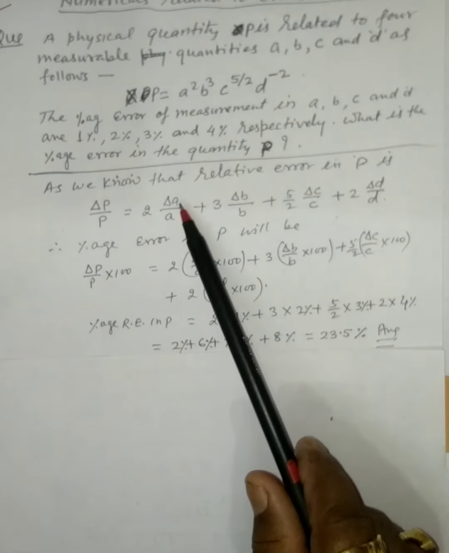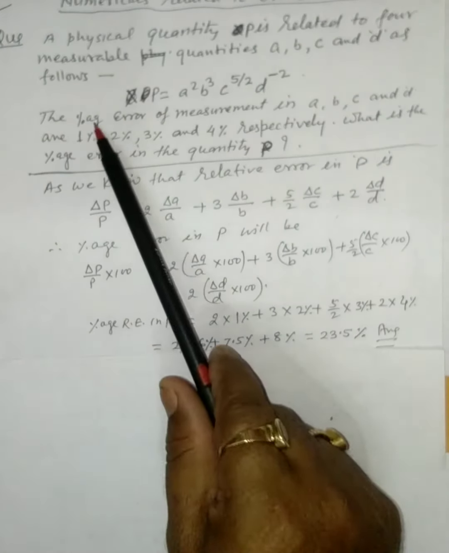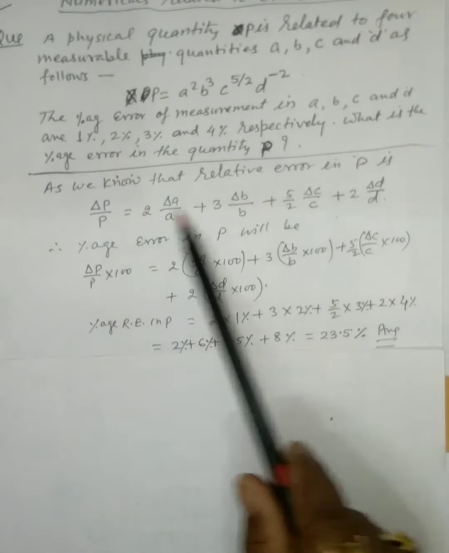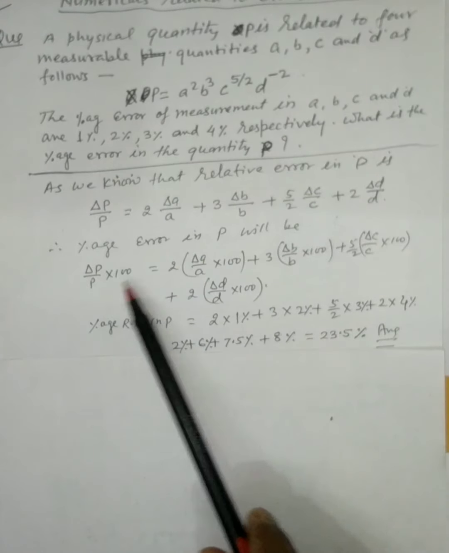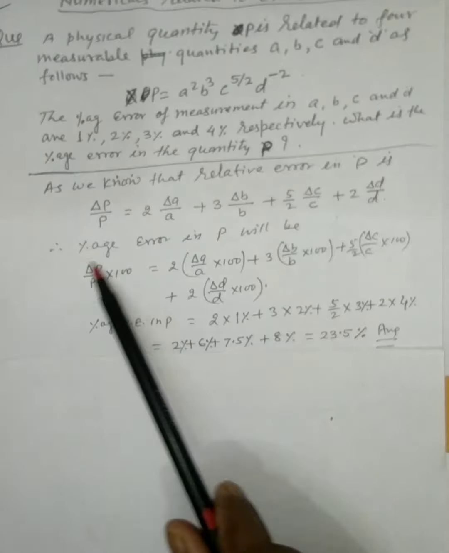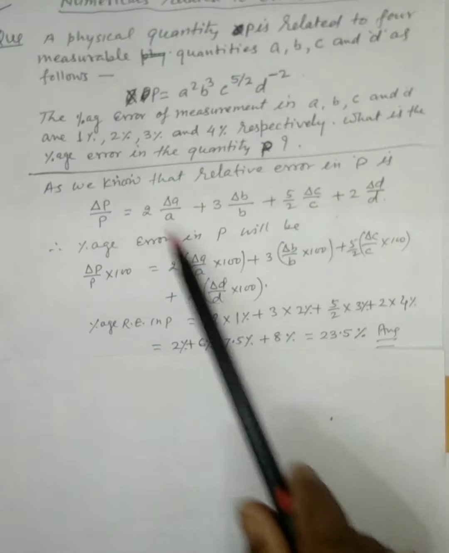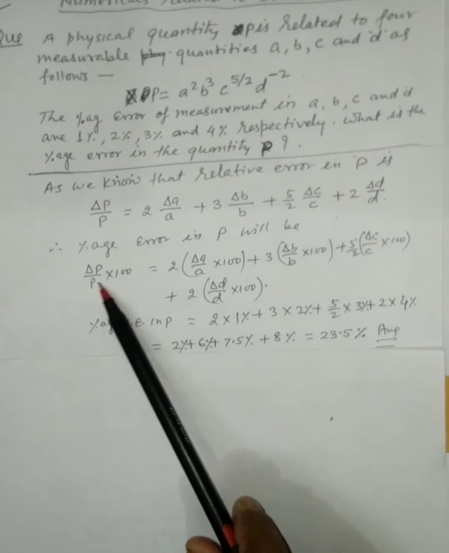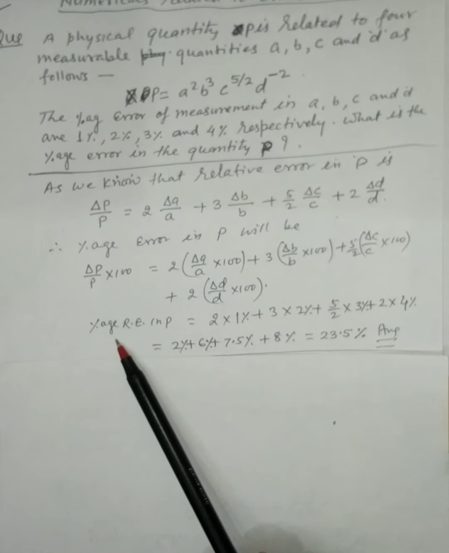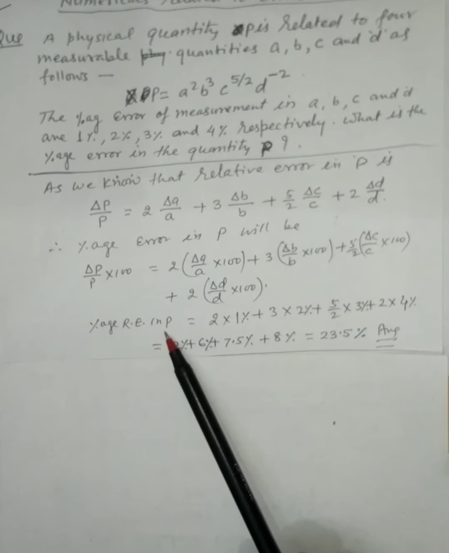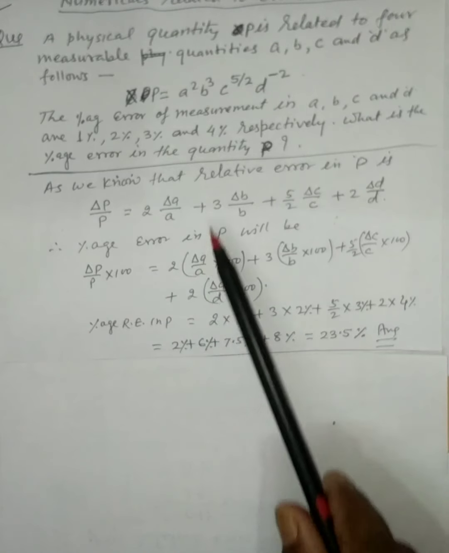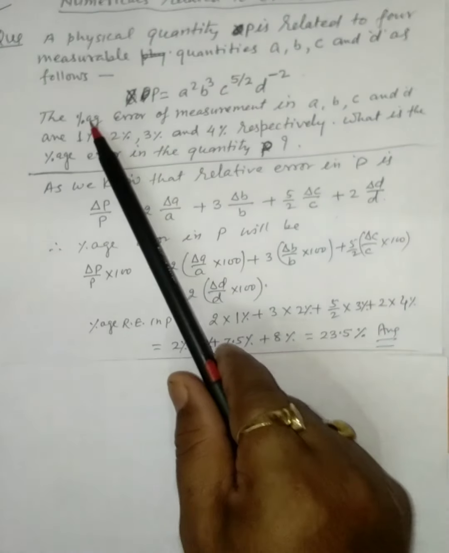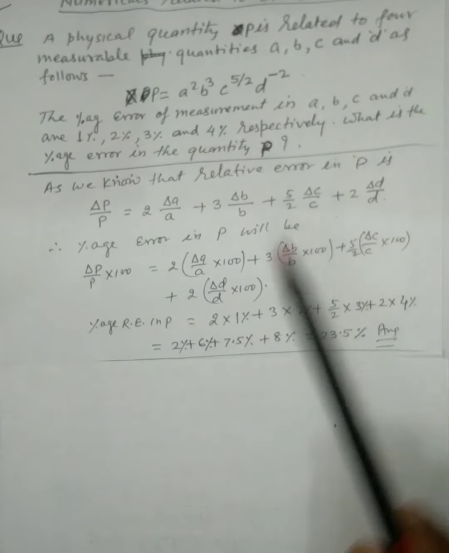So substituting, this is the relative error, and the relative percentage error is what is given. So percentage error in P will be obtained by multiplying by 100 on both hand sides. If both sides are multiplied by 100, there is a 100 multiplication in each factor. So this will now become the percentage relative error. So the percentage relative error in P is equal to 2, this quantity, and the percentage errors in measurement of A, B, C, D are given.